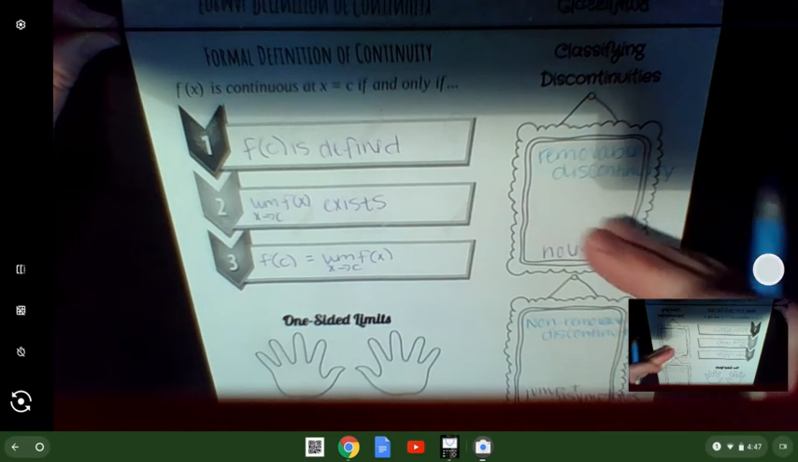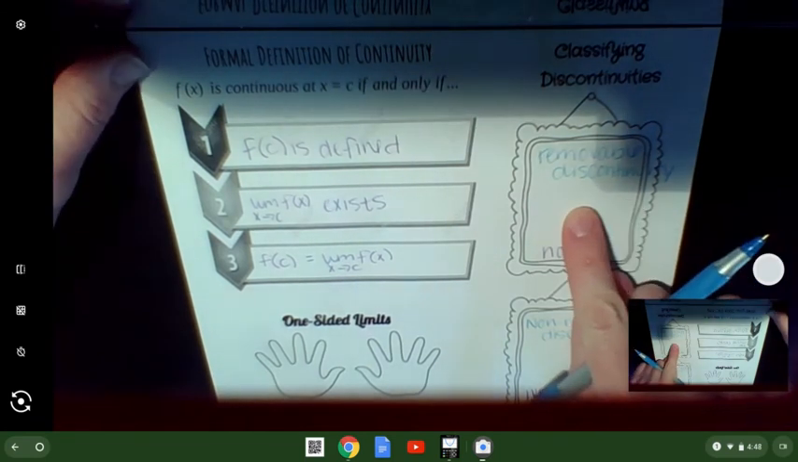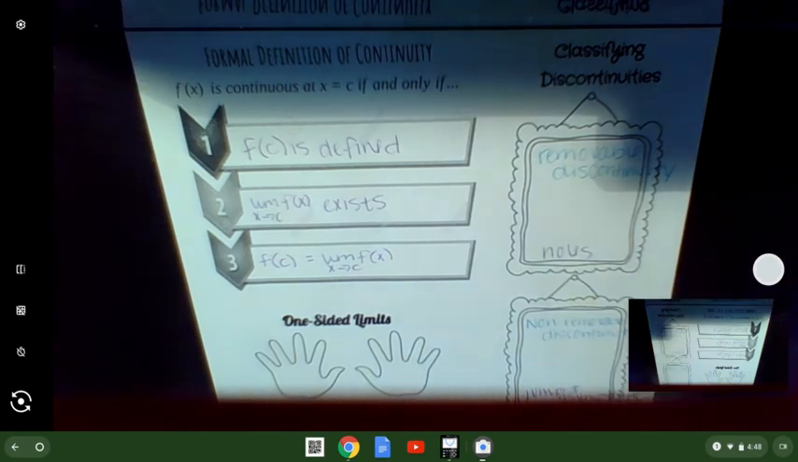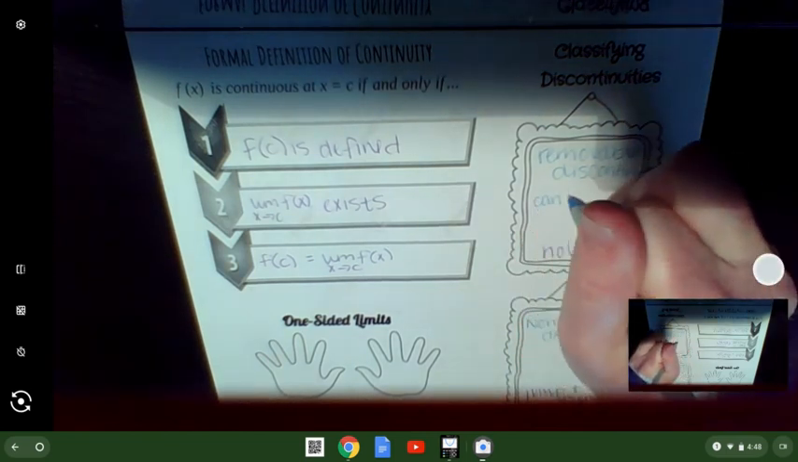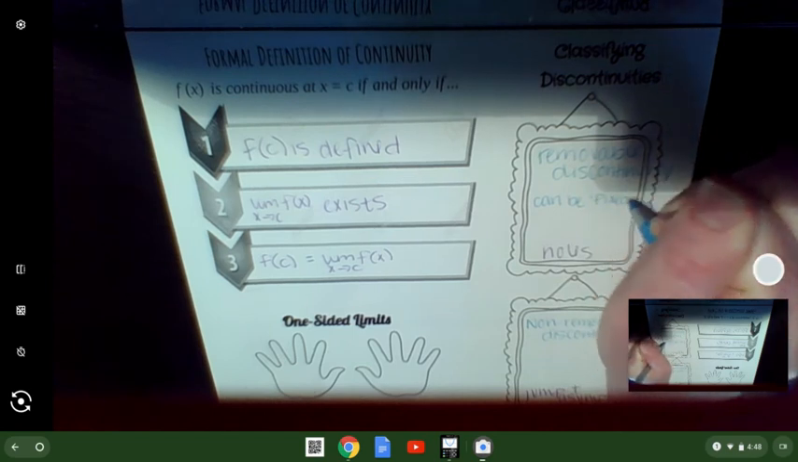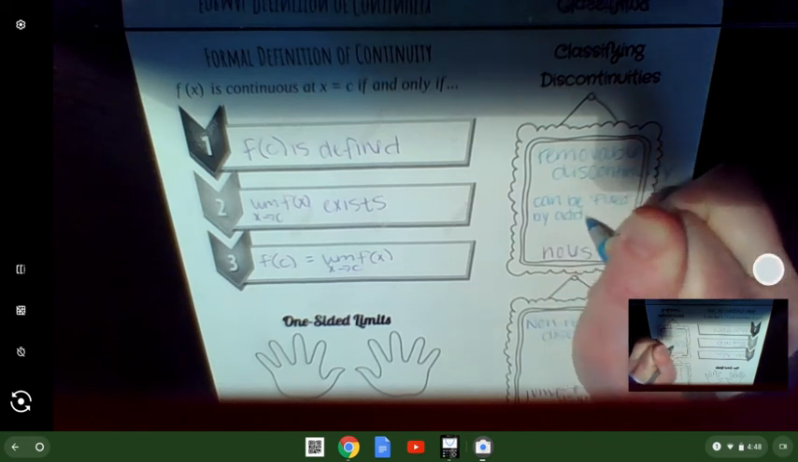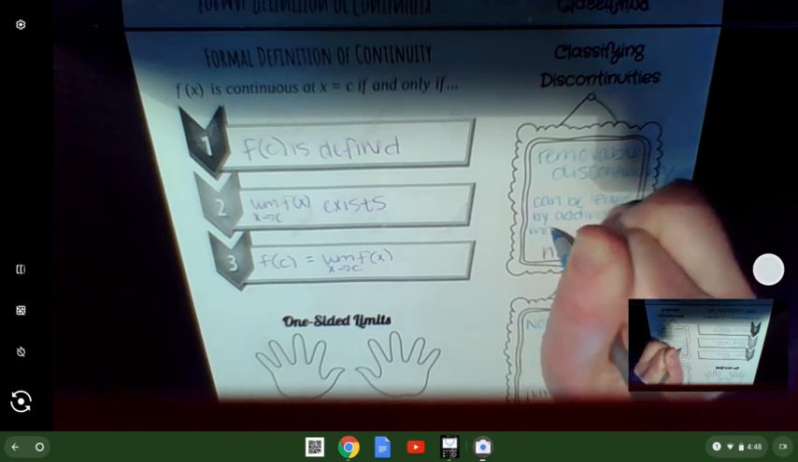So what does it mean to be removable versus non-removable? Easiest way to describe it is a removable discontinuity can be fixed, if you will, fixed meaning be made continuous by moving or adding one point. Can be made continuous by adding or moving one point, exactly one point, not many.